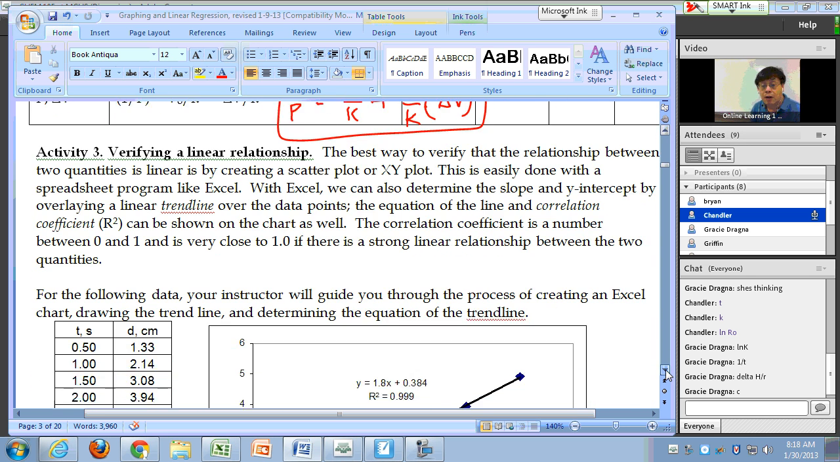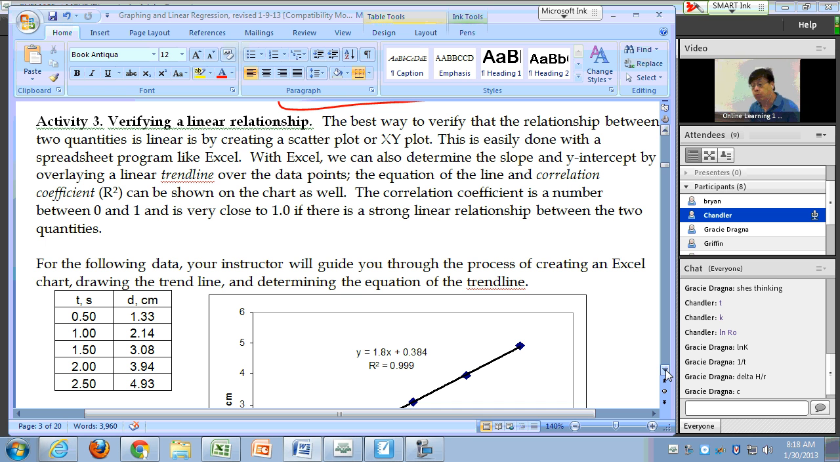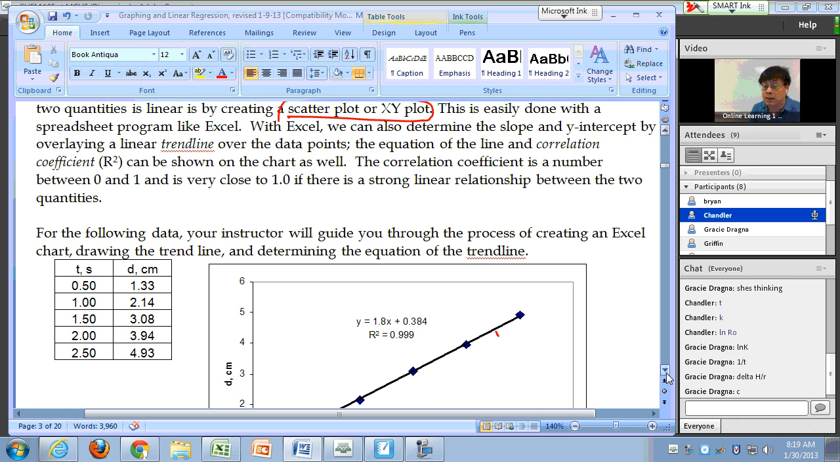Okay, verifying a linear relationship. The best way to verify that the relationship between two quantities is linear is just by creating a graph, okay? And in Excel, the type of graph you create is called a scatter plot or an XY plot, all right? And the nice thing about Excel is Excel will also determine for you the slope and the y-intercept by overlaying what's called a trend line. Okay, so this is the trend line here, for example. And that trend line is also known as the best fit line over the data points.